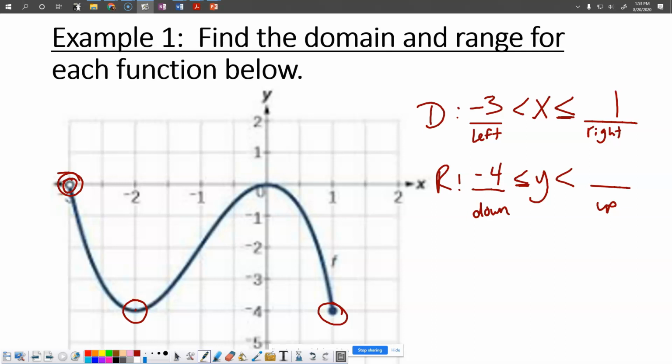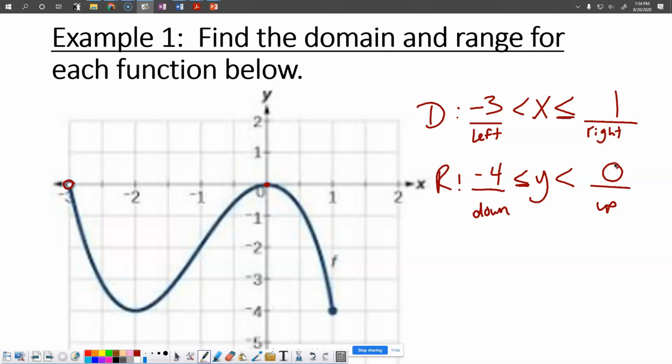Now, what's the highest point of this function? Well, once again, there's 2 answers for that one, but they're the same. So the graph reaches its highest point right here and right here. Now, this is interesting. So what y value is that? That's a y value of 0. Okay. Now, question: should I put an equal sign or not? This is a weird one because there's an open dot and a closed dot.